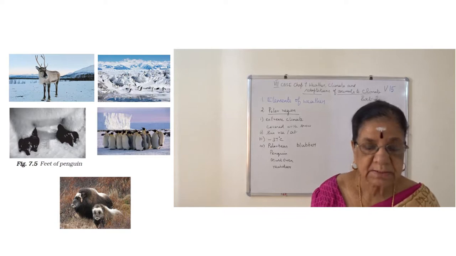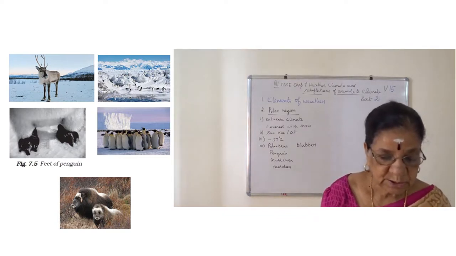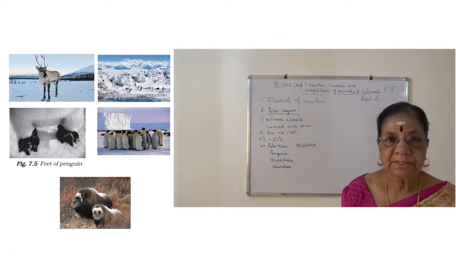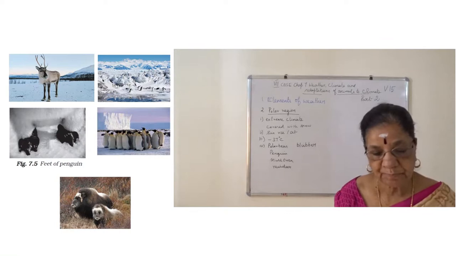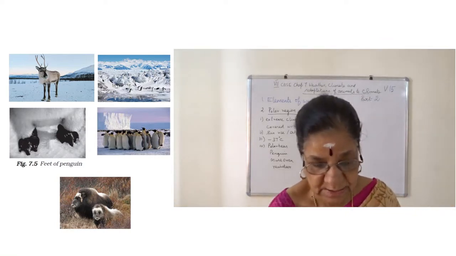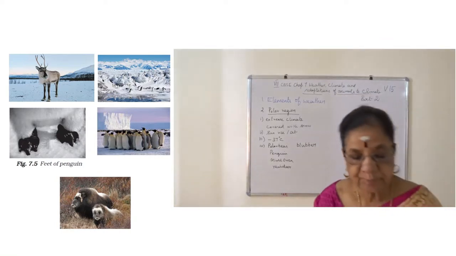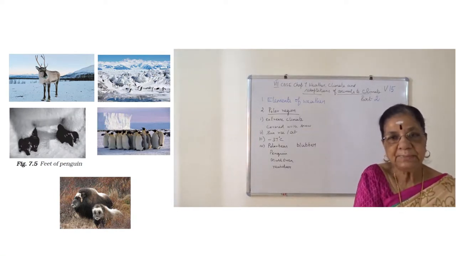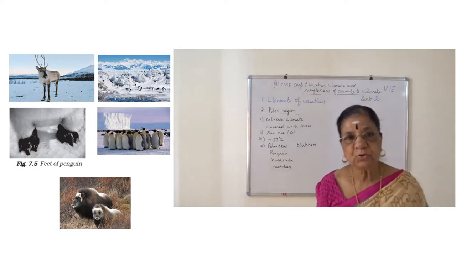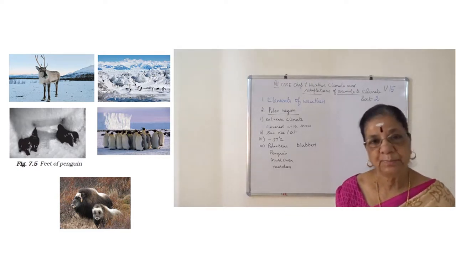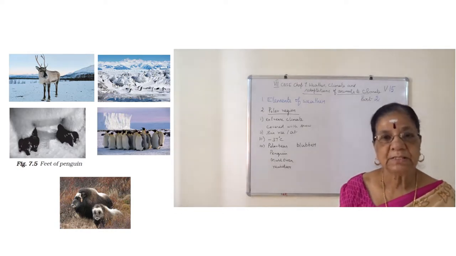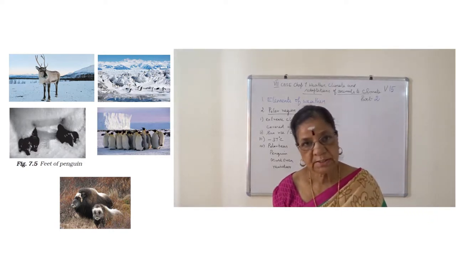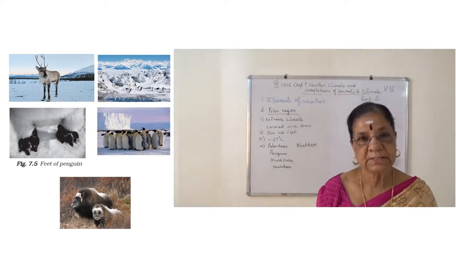And then the white fur, as mentioned: the thick fur keeps the body warm in cold weather. I hope you are able to follow this. And because of the white fur color, the predators or enemies are unable to find the polar bear. So these are the adaptations of the polar bear found in the polar or snowy region.